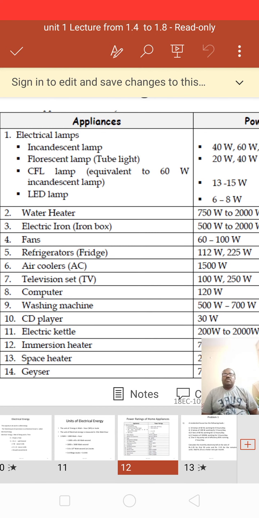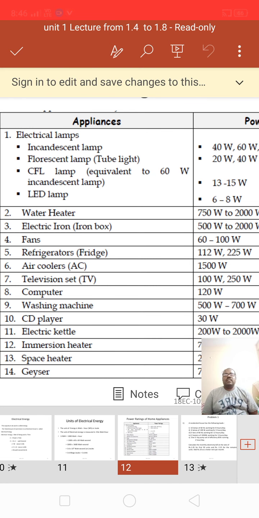In our house we have some different appliances. The first one is electrical lamps. In electrical lamps there are different types: incandescent lamps, fluorescent lamps, that is tube light, CFL lamp, and last but not the least, LED lamps, that is light emitting diode lamps. CFL lamps means compact fluorescent light lamps.